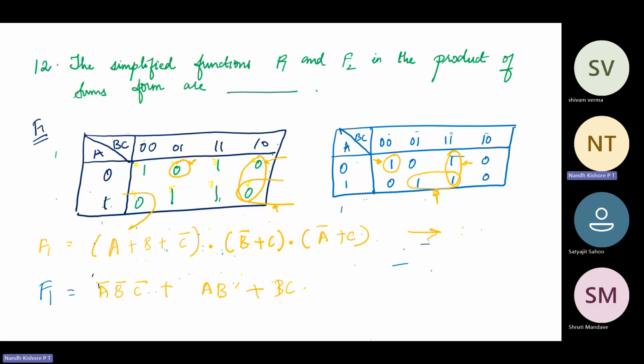This is product of sum, and this is sum of product. So if you have to write in product of sum, it's max term: group zeros. If you have to write sum of product, it is min term: group ones.